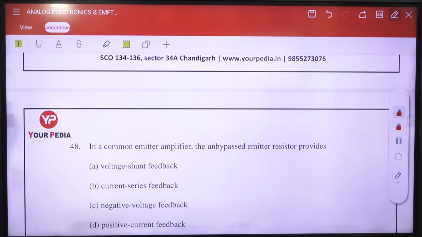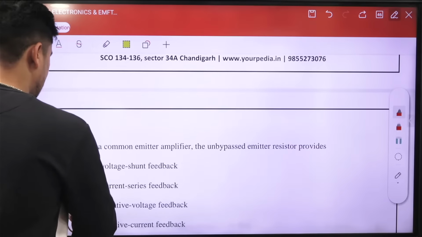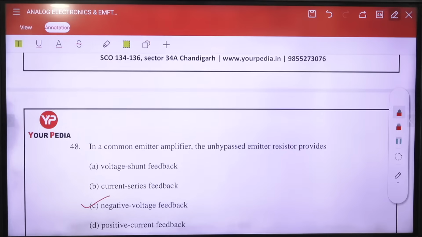In a common emitter amplifier, the unbypassed emitter resistor provides which type of feedback? I already discussed this in previous questions, that your emitter resistance always provides negative feedback to your circuit. It will be negative voltage feedback. Yes, good.